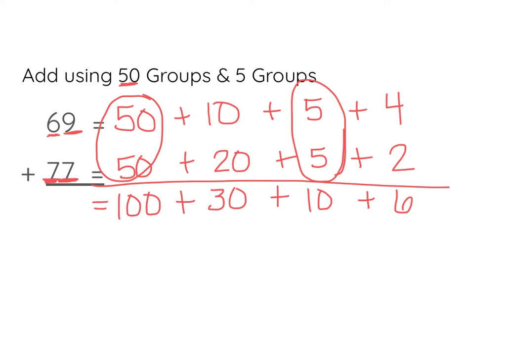I'm going to combine my like terms now and add 30 plus 10 because they're both in the tens. And now I have 100 plus 40 plus 6 equals 146.